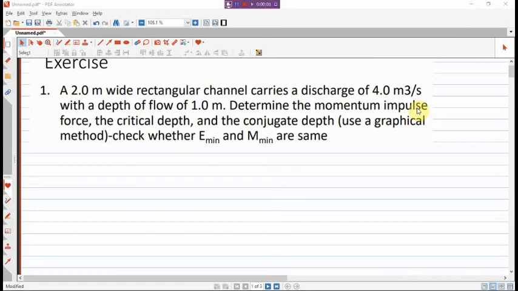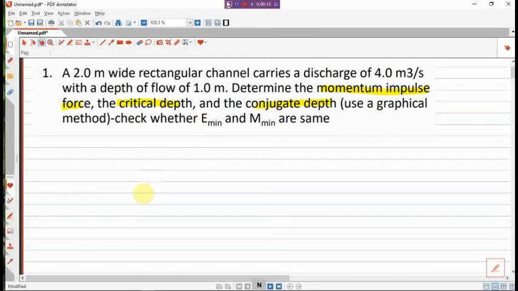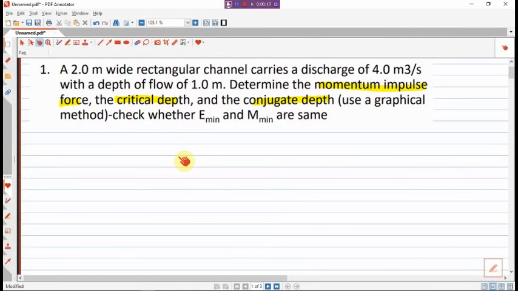So in this question they are asking to determine the momentum impulse force, the critical depth and the conjugate depth. Now first of all we are going to find the momentum impulse force. So for the momentum impulse force, the equation is M is equal to Q squared upon gA plus A z bar.